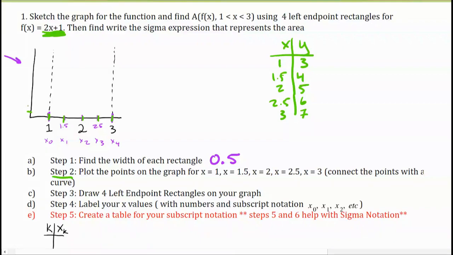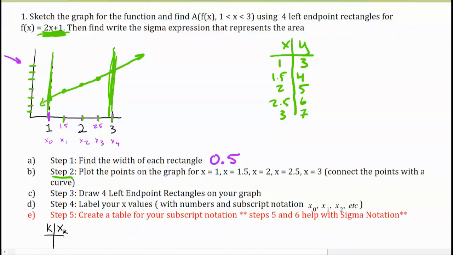So 1, 2, 3, 4, 5, 6, 7. So 1, 3, and it should be a straight line-ish, depending on how good you are at drawing graphs, but there's our function 2x plus 1. And we're going in between these two lines right here.